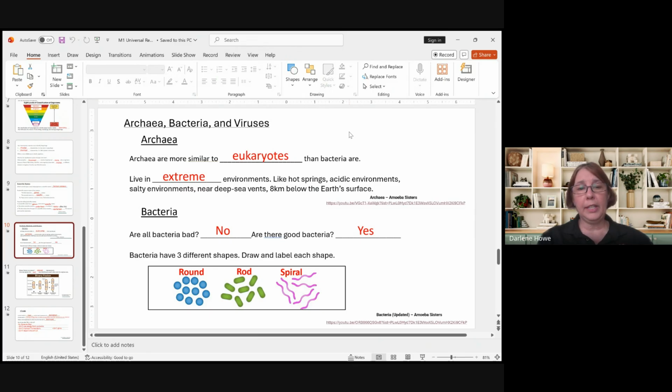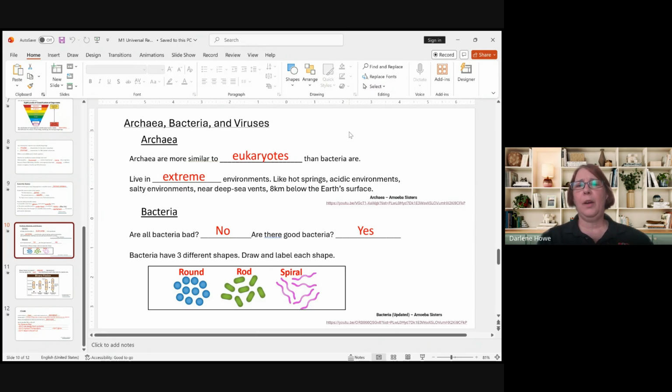So, the one thing that is really neat is archaea are more similar to eukaryotes than they are to bacteria. You would think that because archaea and bacteria are both prokaryotic, they would be more similar to each other, but they're not. Archaea are more similar to eukaryotic cells than bacteria are. That's amazing.